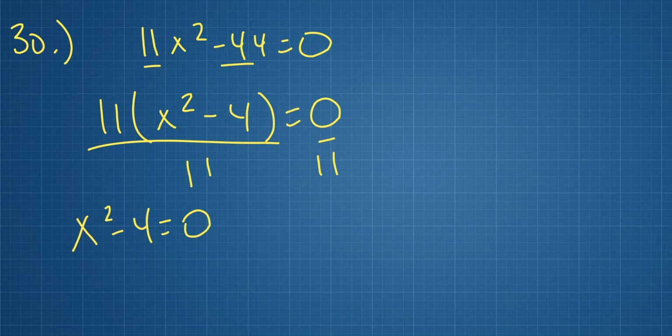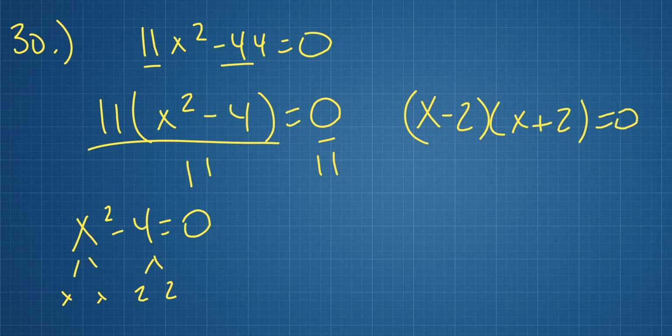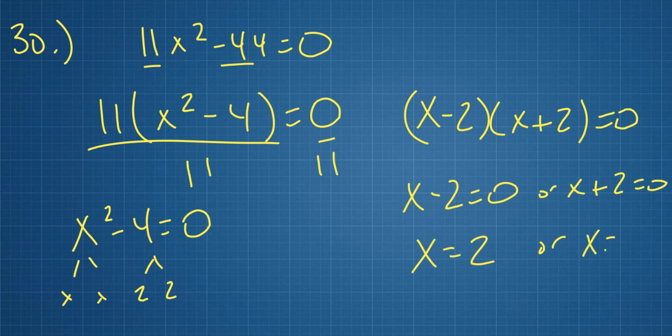Remember, that can be broken down because that's a perfect square and that's a perfect square. So it's going to become x minus 2, x plus 2 equals 0. So then I get to say x minus 2 equals 0 or x plus 2 equals 0. So x equals 2 or x equals negative 2. And that's how I get my two answers. And that's it for 30.